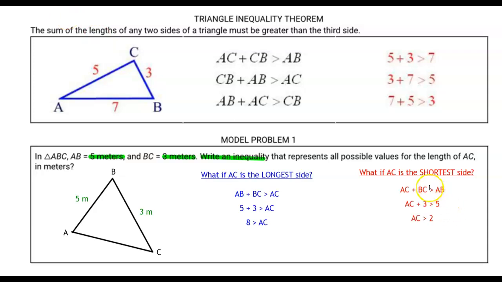All right, I know BC is 3, I know AB is 5, so I solve this inequality by subtracting 3 from both sides. I get AC is greater than 2. So now I have two constraints. Constraints are like limits or rules that a certain variable has to follow. I don't know the value of AC. However, I know that AC has to be smaller than 8 and AC has to be bigger than 2.